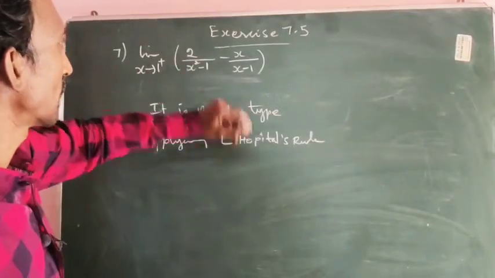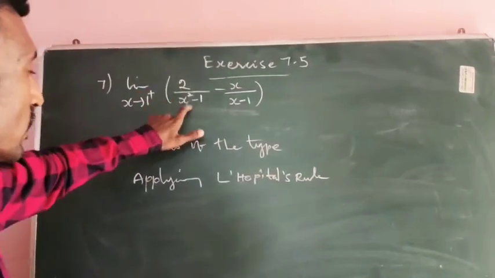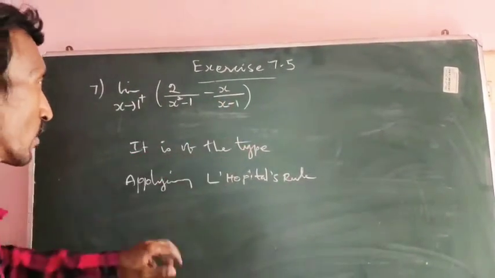Question number 7 in exercise 7.5. Evaluate limit x tends to 1 plus, 2 by x square minus 1 minus x by x minus 1.